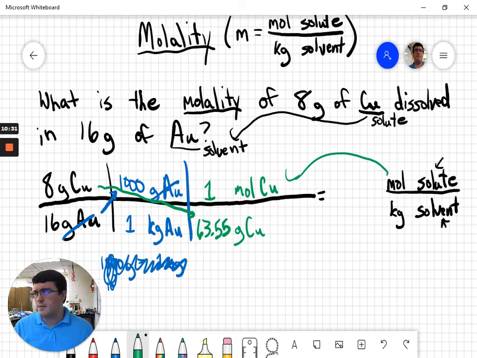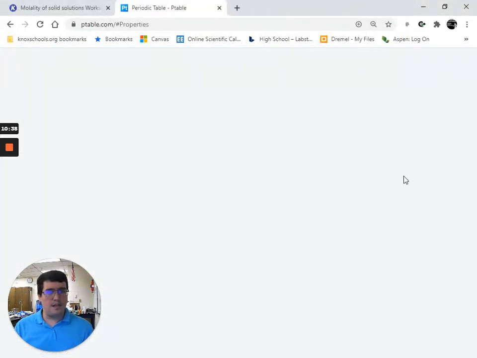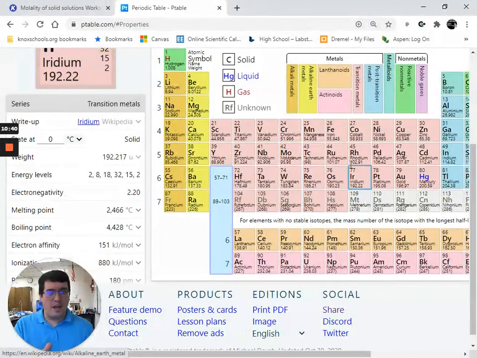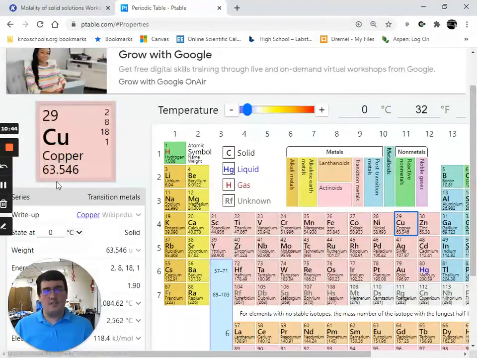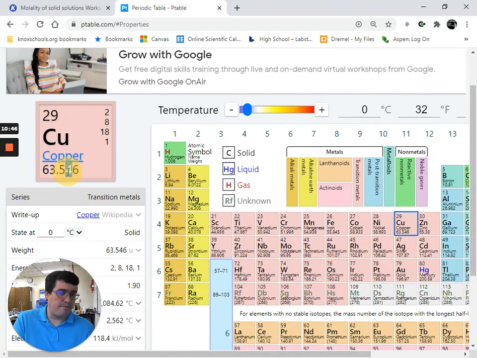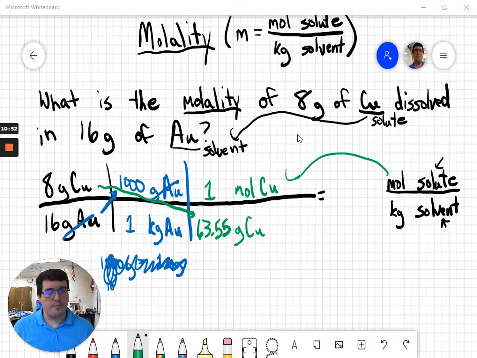A number I just randomly made up. No, I didn't make up this number. I went to my trusty, dusty periodictable.com, ptable.com. I'm not sure why it freaked out on me there for a minute, but there we go. And I go to copper, and you see copper is 63.55. You got to round, right? All right. Oops, that is the wrong problem. There we go. Back to this problem.